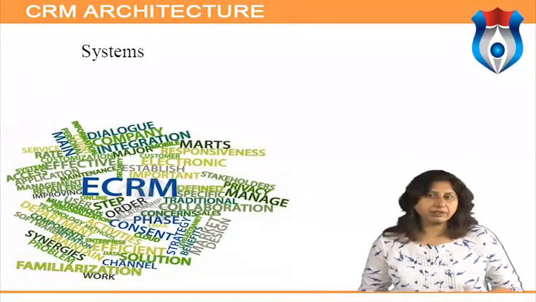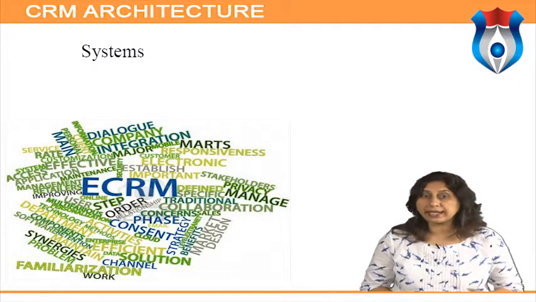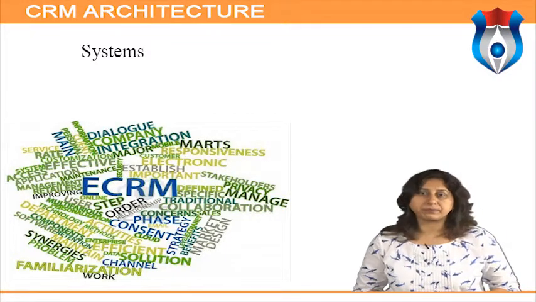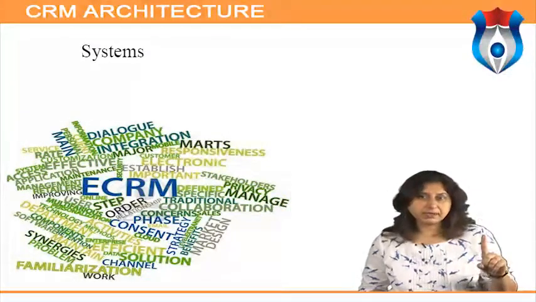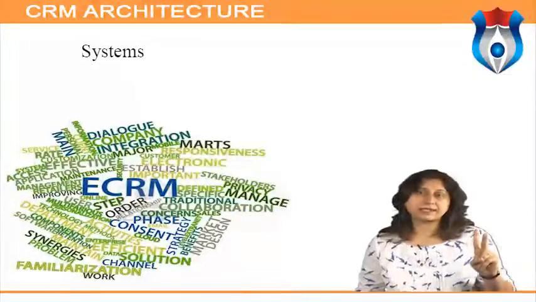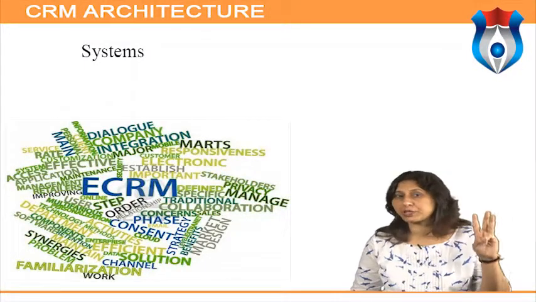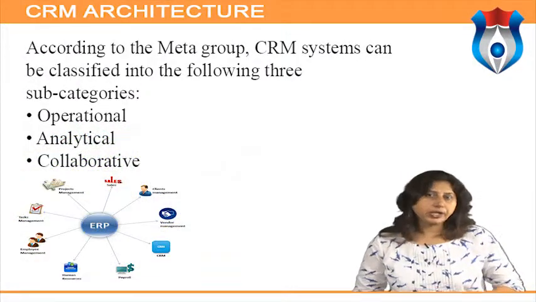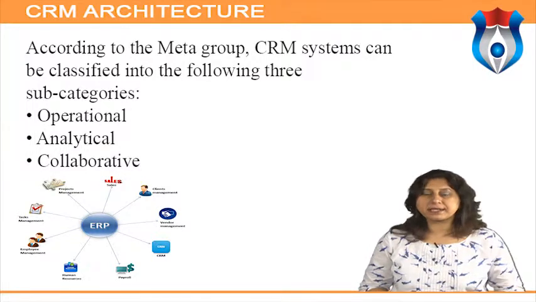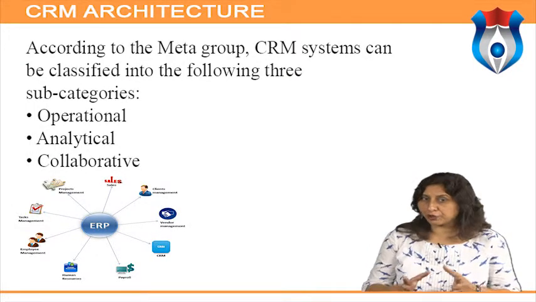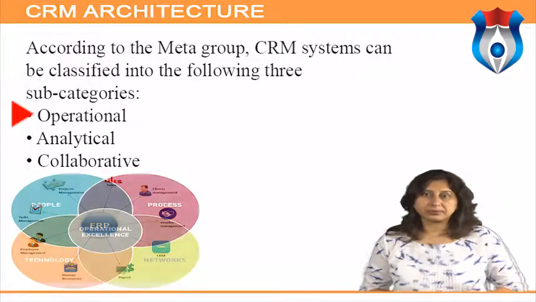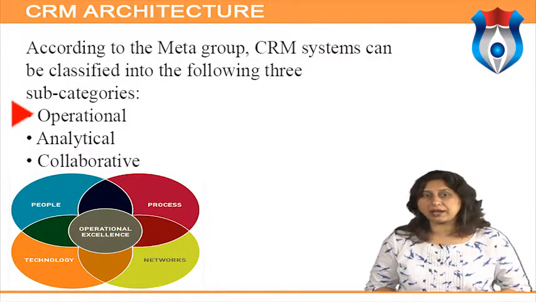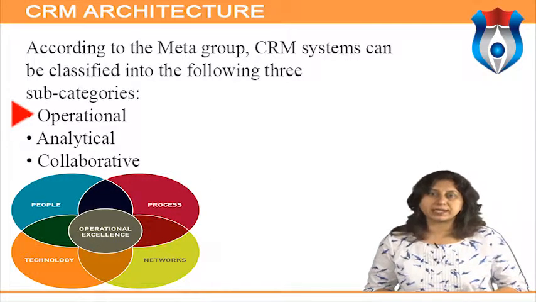On the systems level, we differentiate between three categories of information systems that are relevant to CRM: CRM systems, knowledge management (KM) systems, and enterprise resource planning (ERP) and transaction systems. According to the Meta Group, CRM systems can be classified into the following three subcategories. Operational CRM systems improve the efficiency of CRM delivery and support processes.